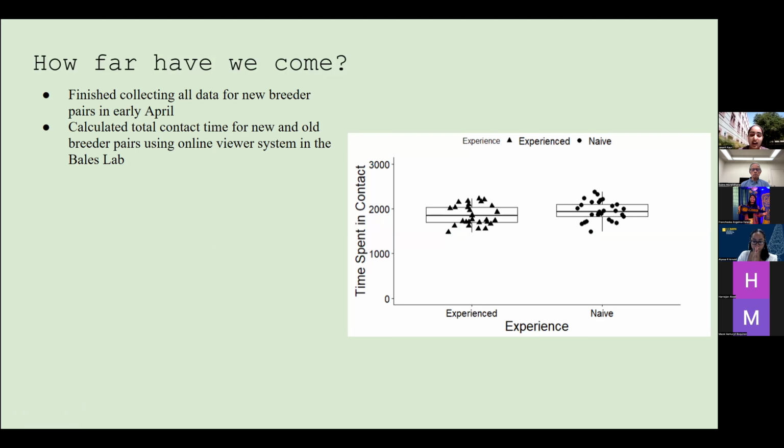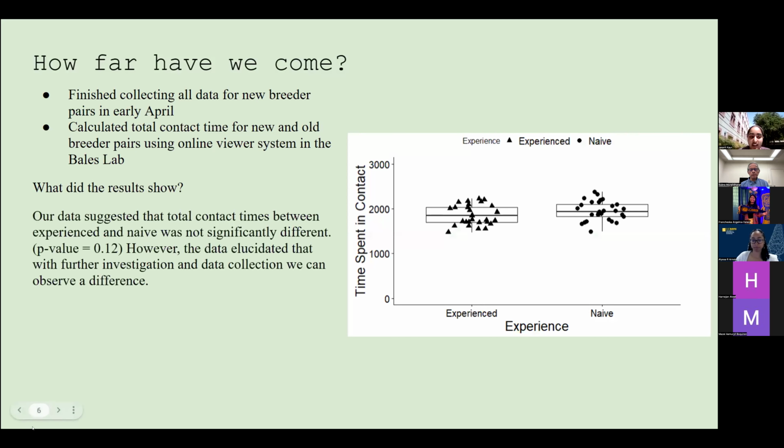And then on the y, I have time spent in contact, which is the same thing as total contact time. So what did our results show? Our data suggested that total contact times between experienced and naive parents were not significantly different. So we had a p-value of 0.12.